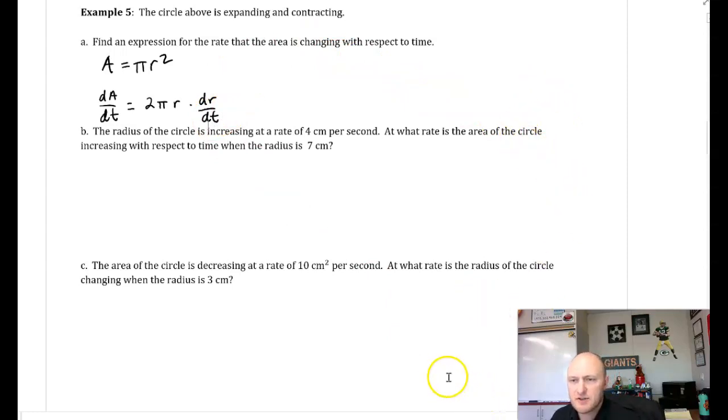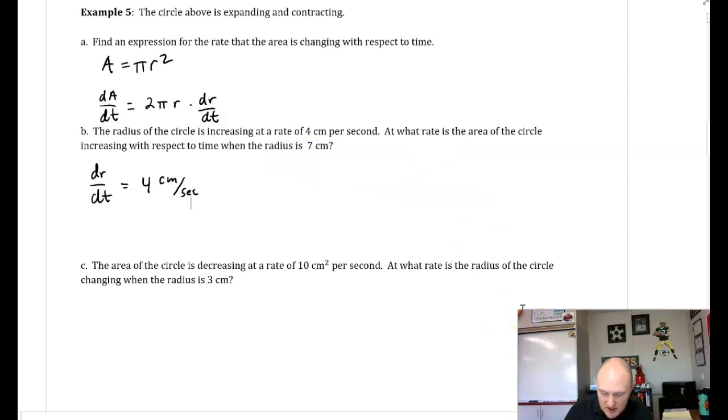B, the radius of the circle is increasing at a rate of 4 centimeters per second. Well, what they just told us there is that dr/dt is equal to 4 centimeters per second. That is how the radius is changing, its rate of change. Now, if it were decreasing, that quantity would be negative. Here's their question. At what rate is the area of the circle increasing with respect to time when the radius is 7 centimeters? So I'm going to go ahead and use my formula that I just had.